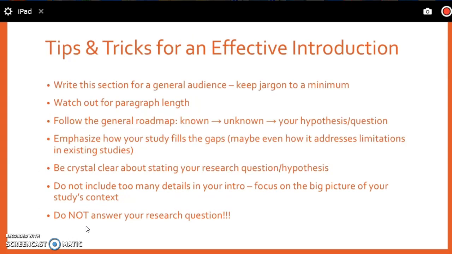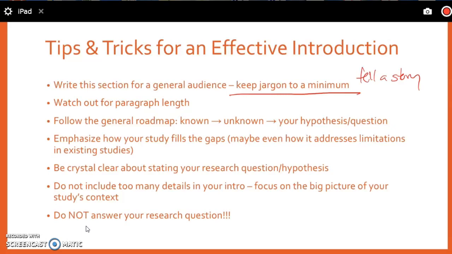So a couple more tips and tricks for an effective intro. Make sure you write the section for a general audience. Keep jargon to a minimum. Tell a story, right? If you can't tell the story to your grandmother, your spouse who's not a scientist, or your favorite aunt, or basically a street vendor, you're not doing your job.